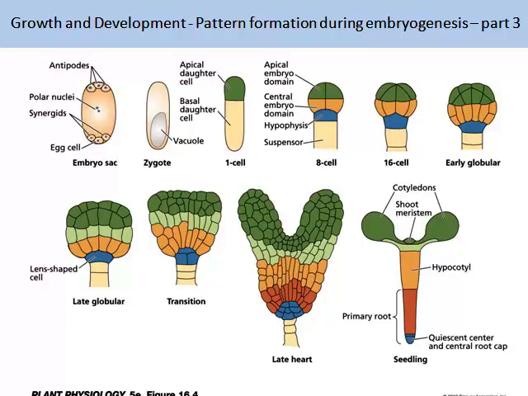Now you should have a complete understanding of how the early embryo sac and cell division and cell elongation result in a seedling. The figure on the slide demonstrates the important stages of this process: the development of the embryo sac, the zygote, multiplying from 1 cell to 8 cells to 16 cells, the early globular structure, the late globular structure, transition, late heart, and finally the seedling stage.